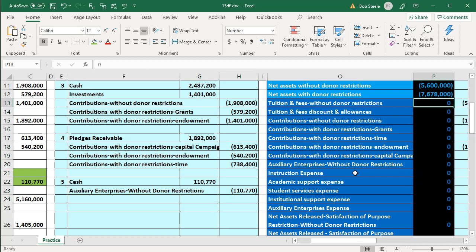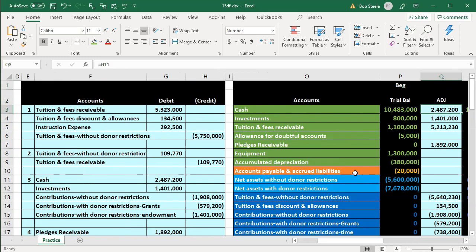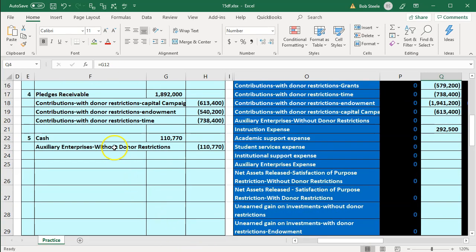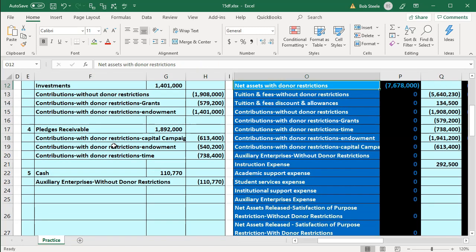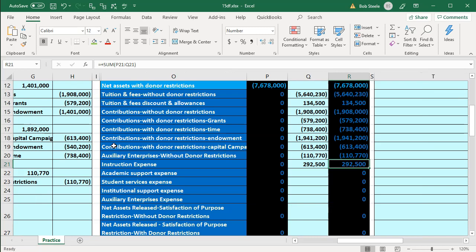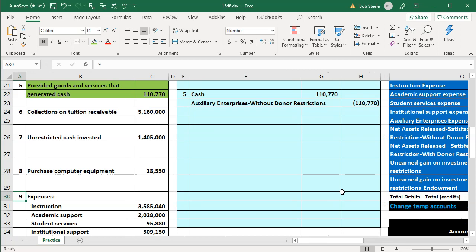I'm going to scroll back up to the cash up top. Cash up top, of course, has something in it. So I'm going to go to the F2 plus and then F2 and then scroll back down, and we'll pick up that 110,770. And then we have the auxiliary expenses, or I'm sorry, enterprises, not expenses. These are not expenses. This is an income type of account. And then we are in Q20 where we will say equals and scroll over to that 110,770. Now let's see if we're back in balance. We do seem to be back in balance. That's a good sign that we can move on.